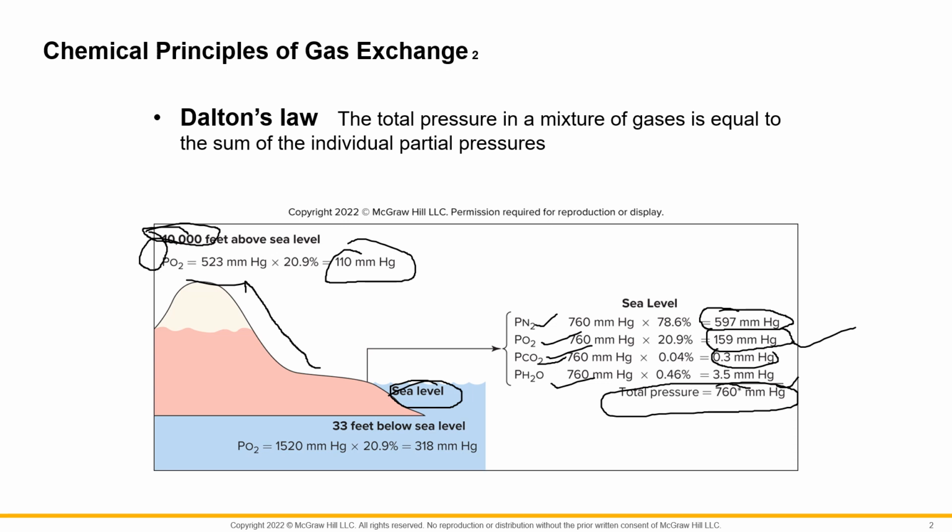So when gas becomes less pressurized, remember, per Boyle's law, gas moves from an area of high pressure to an area of low pressure. So here, it is going to have a hard time, since the atmospheric pressure outside is so low at 10,000 feet above sea level, to enter from outside the lung to inside the lung.